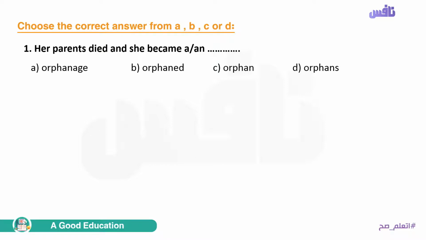She became a or an, so we need a noun. محتاجين هنا اسم. So, which one can be right? A singular noun. Bravo, اسم مفرد. So, which one is right? Orphanage? Orphanage دار أيتام. Orphaned? No. Orphan? Yes, orphan. يتيم. So, the correct answer is orphan.